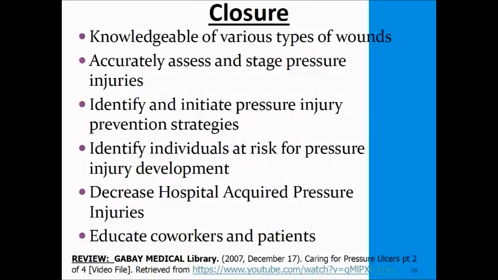To close, now that you are skin resource nurses, you can decipher various types of wounds and stage pressure injuries accurately, and also make sure you're educating your staff, your CNAs as well. Make sure that you're identifying risk factors and catching it early before it's too late, and to ultimately help decrease hospital-acquired pressure injuries at your facility.